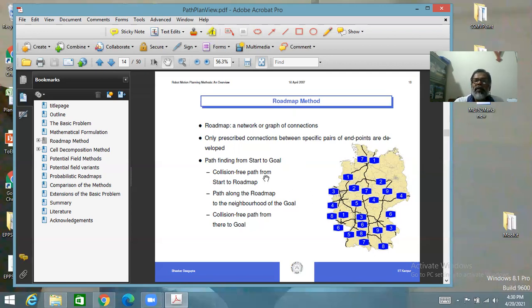Now, when it comes to finding a path from some start point to some goal point, there are three segments of the path planning. In the first segment, which is a short segment, you need to find a collision-free path from the start point to some point on the roadmap. And then the big part of the path will be finding a connection from this point on the roadmap to another point on the roadmap close to the goal. And the third part will be a little collision-free path from that point on the roadmap to the goal, and that makes very simple sense.